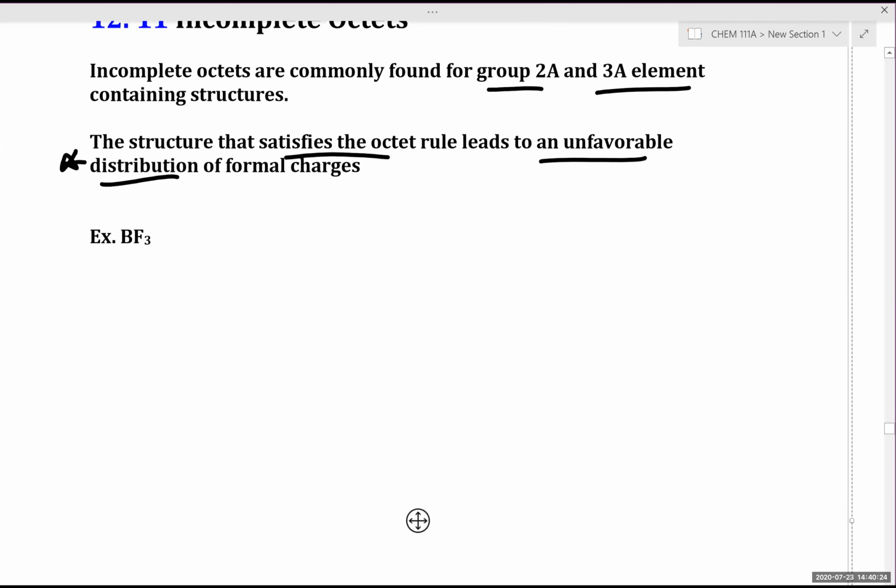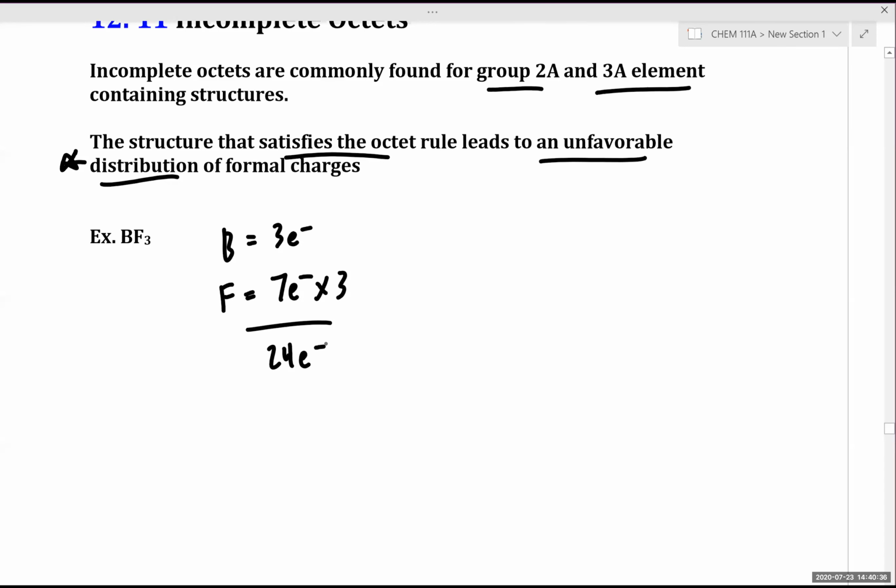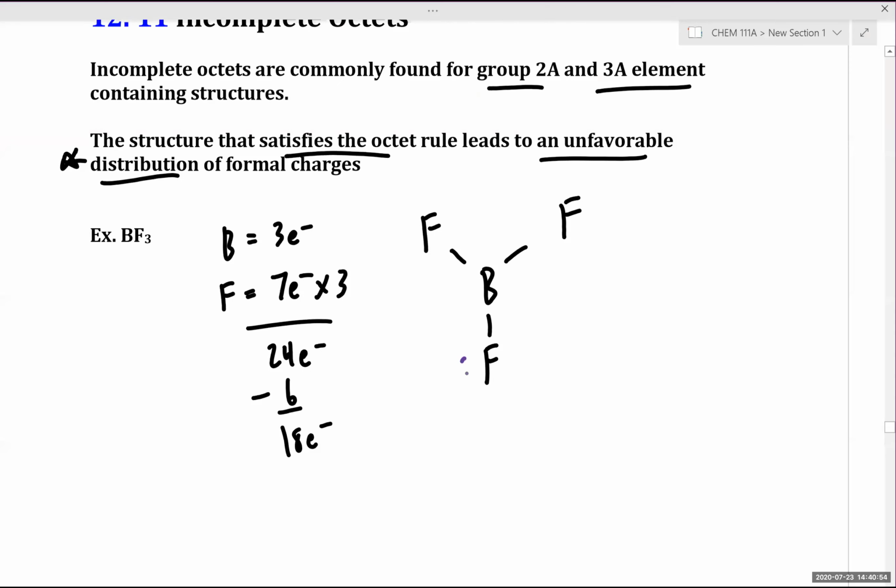So for example, boron trifluoride: boron contributes 3 electrons, fluorine contributes 7 electrons, and we have 3 fluorines. That gives us 24 electrons. We put boron in the center and surround it with our 3 fluorines and form one bond each. That gives us 18 electrons remaining, which we place on each of our fluorine atoms. Now, this structure as drawn does not follow the octet rule, but this structure is preferred.